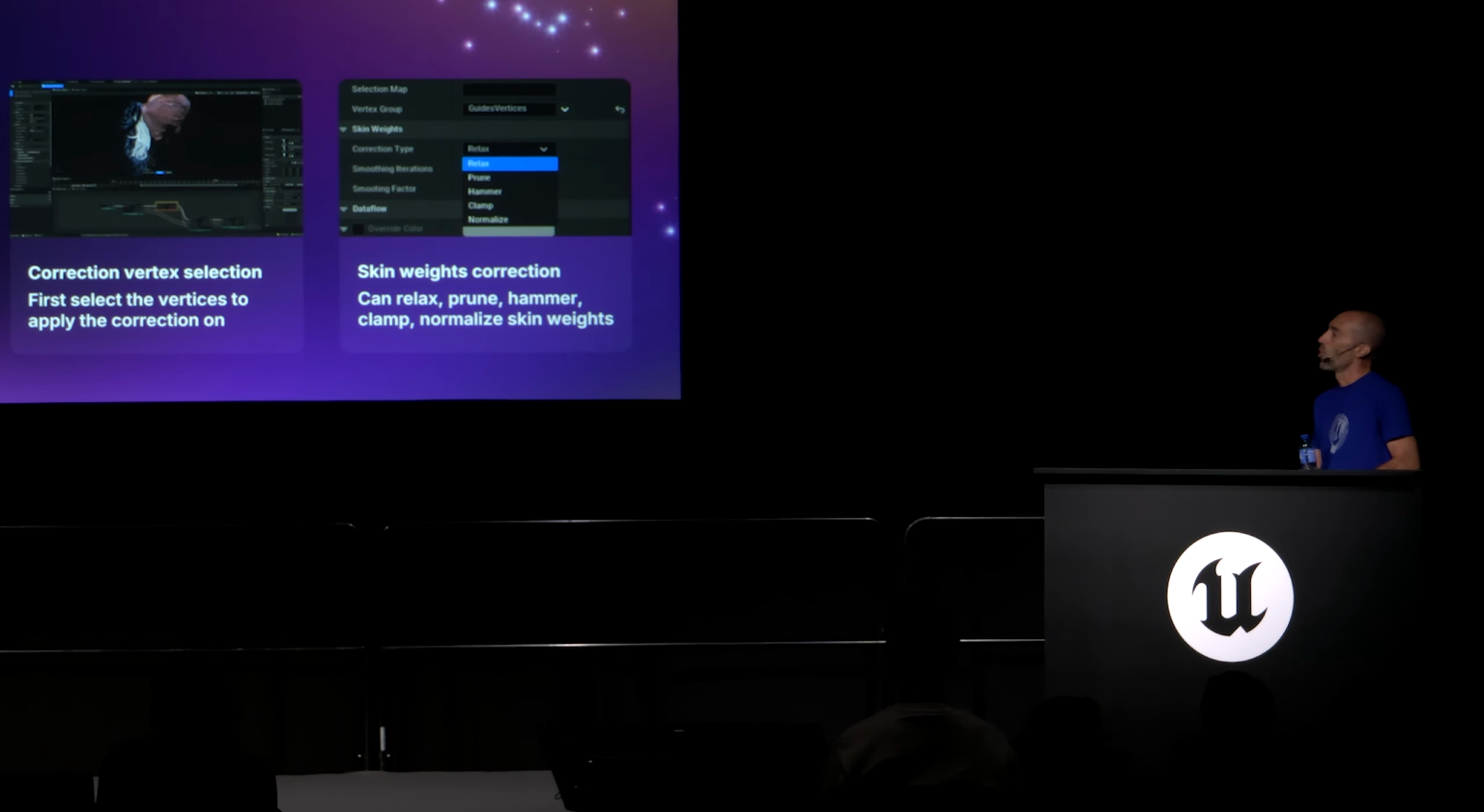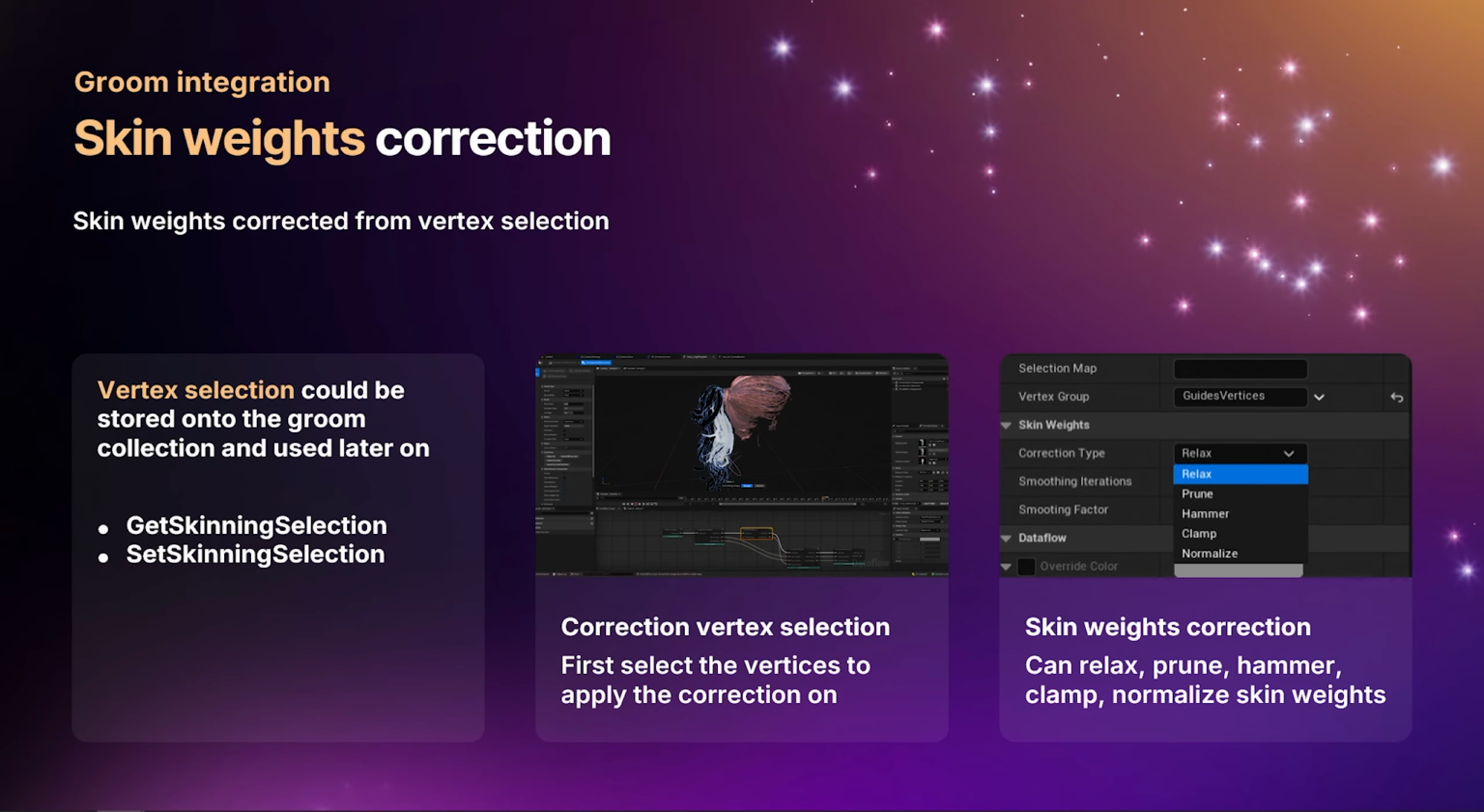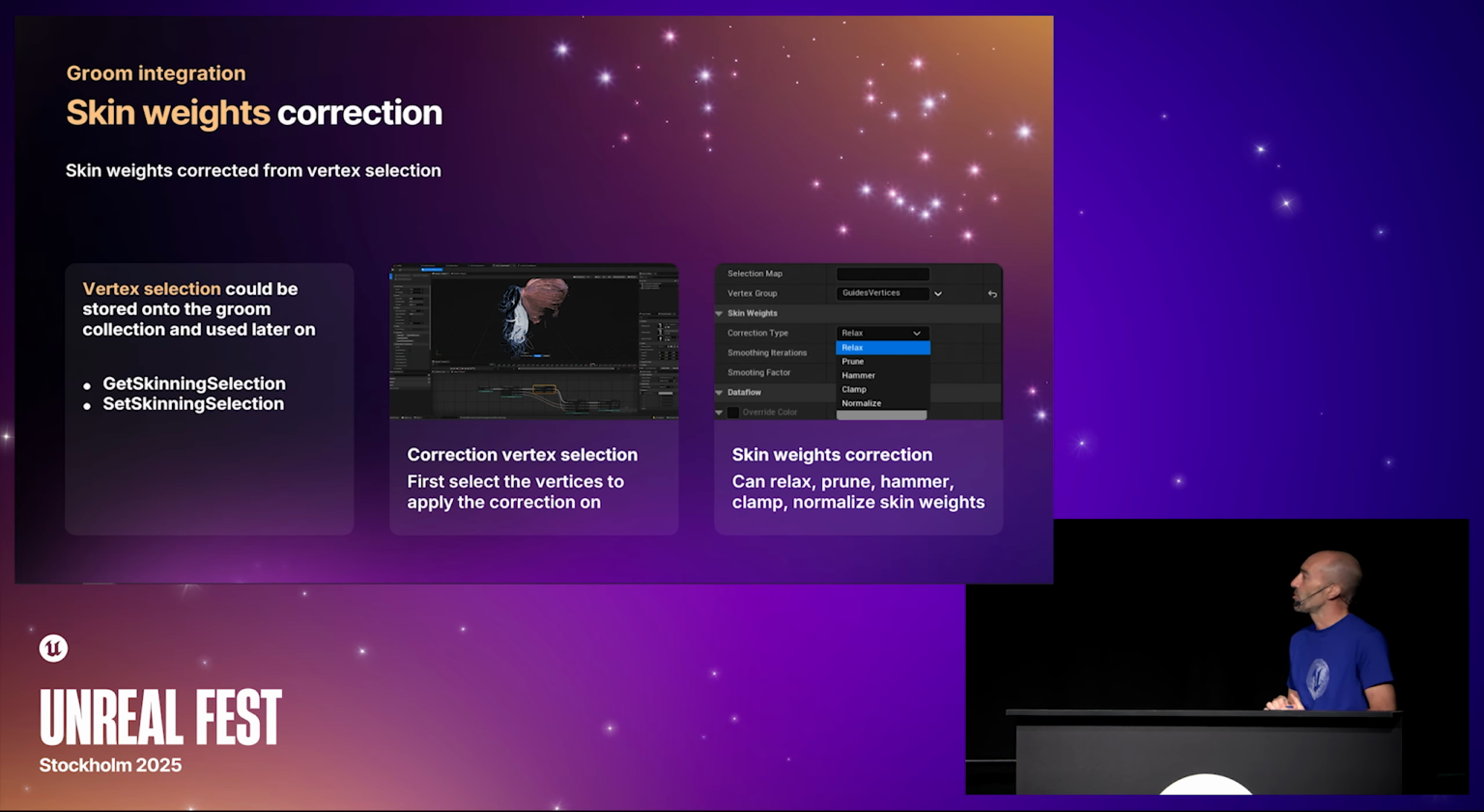And if you want some more procedural correction, because you don't want to paint by hand, you can select some areas and just run a correction node. You have different types of correction. You can relax the skin weights, prune the skin weights, hammer, clump, normalize. These are standard algorithms that are already available in the painting tool, and they are all available as well in Maya. And you can procedurally modify the weights. This tool has been used quite a lot, for example, for clothes in the clothes resizing project. And it could be used as well for all the assets that we have in Dataflow.